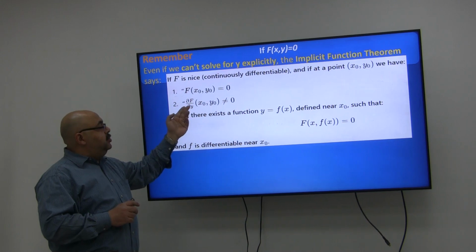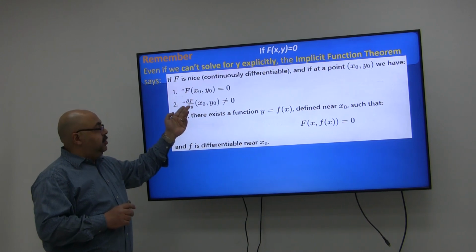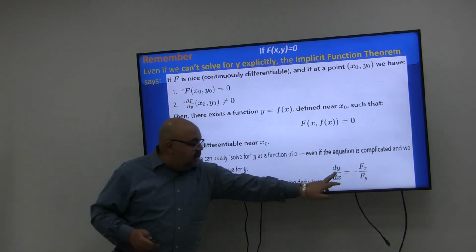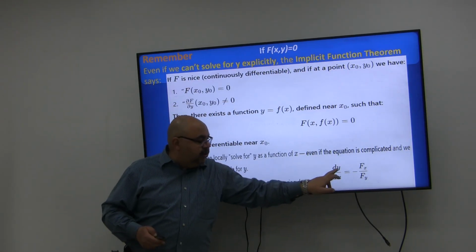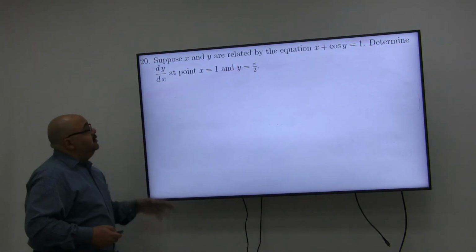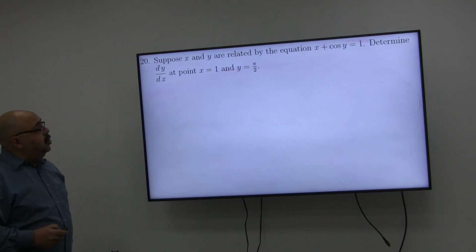Of f with respect to the coordinate that you are differentiating with is not equal to 0, and this is the derivative of the implicit function. Get partial f partial x by partial f partial y. This slide is actually a repetition of the slides that we had previously.